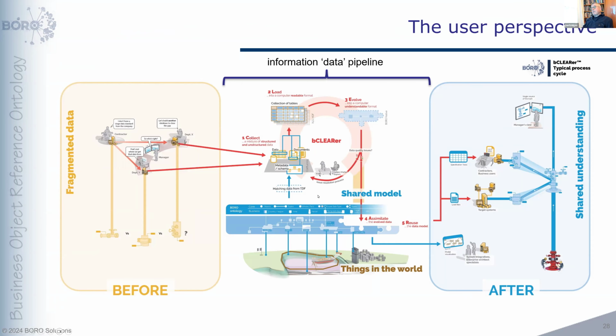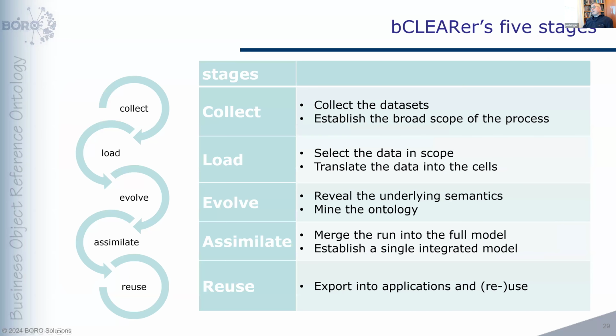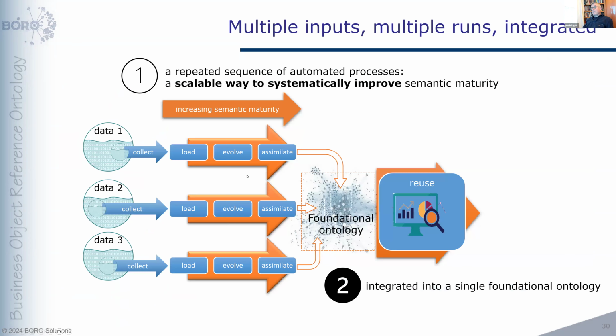This is a picture we often use for describing it. We start with a system here. It goes through a series of clearing processes. So we have a shared model and we've got a clean model after. It's got a series of stages here, which we've divided up. The idea is that you go through iteratively, through all of these stages, and you enhance and build up your foundational ontology, which you then reuse. So it's a scalable way to systematically improve the semantic maturity of systems.